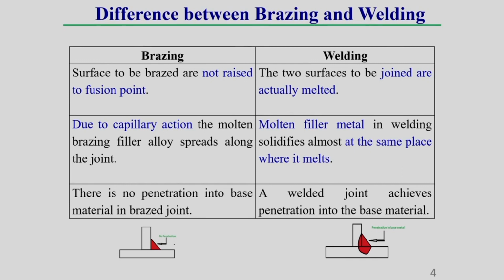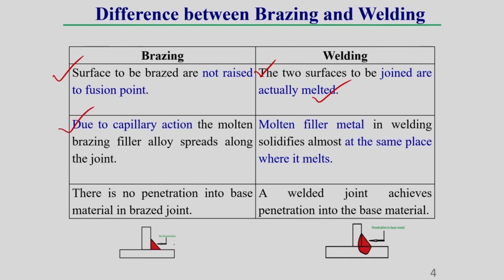In brazing, as the first point I have written, the surfaces to be brazed are not raised to the fusion point. The base material we use should not go beyond its melting point. Fusion temperature means a temperature above the melting point. So in brazing, the surface does not go beyond its melting point, but in welding, the temperature of the two surfaces we are going to join goes above the melting point. That means the base material is actually melted. This I have written here.